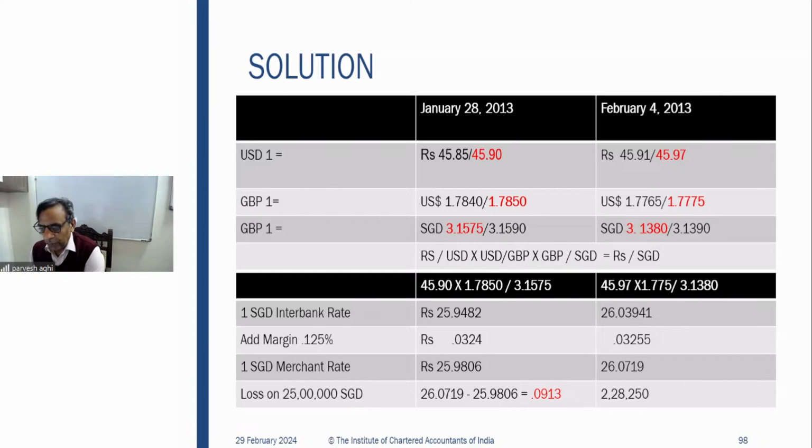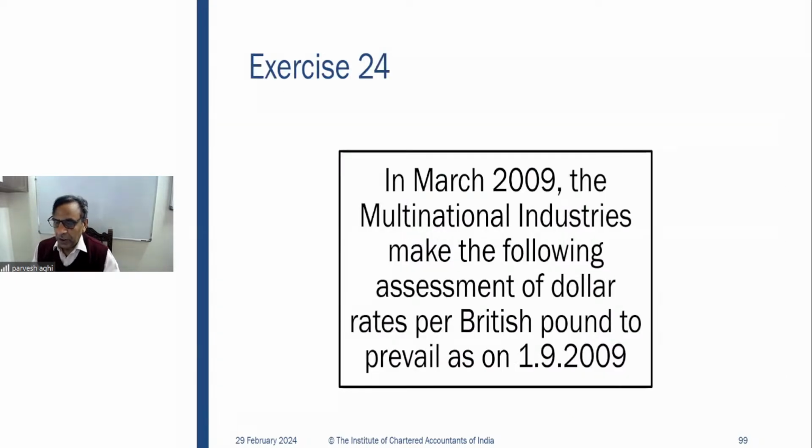We find that on 4th of February, the Singapore dollar has gone up. Thereby, he has suffered a loss of 2,28,250 by simply subtracting both the rates. And we know that the Singapore dollar has actually appreciated by 0.091 rupee. So we multiply this. So the loss on Singapore dollar will be 25 lakhs into 0.0913, which is 2,28,000. Okay. I hope you have understood. So please give us confirmation that you have followed it, so that we can move to the next question.